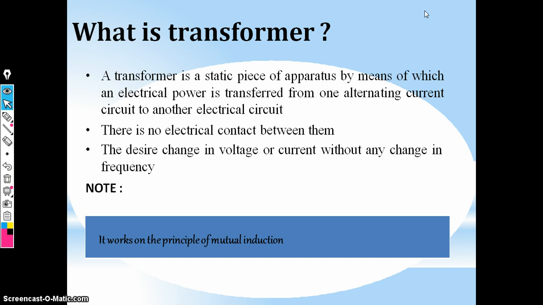Then also we need the construction, that means the construction of the primary winding and secondary winding with change in voltage and change in current without change in frequency. Now this is the concept of the transformer. That means the transformer works on the principle of mutual induction.